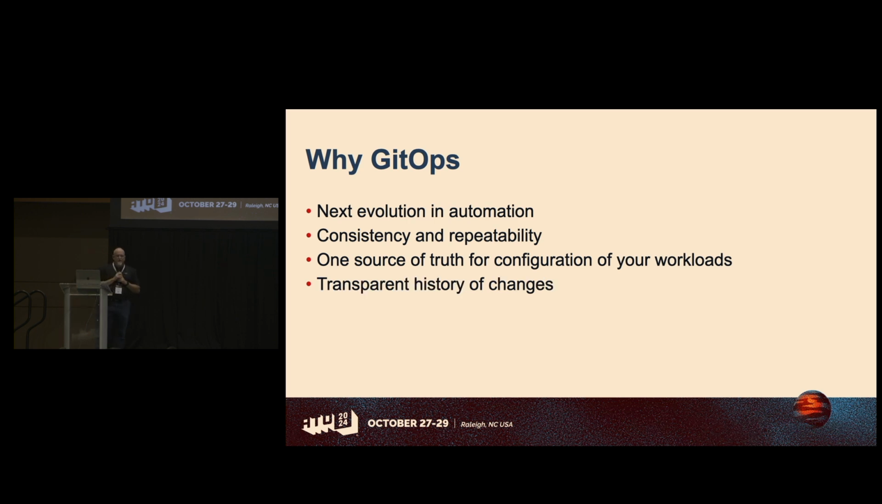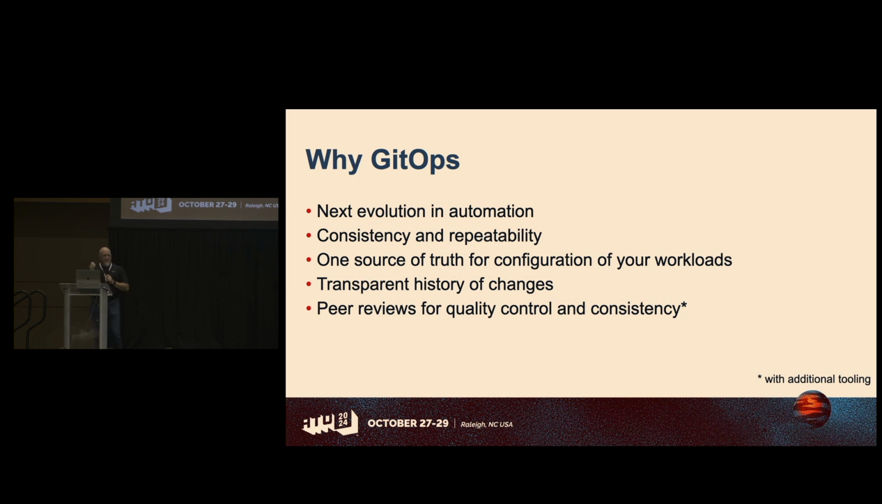It also gives us a very transparent history because of the way Git works, and we'll get into this a little bit later. Every commit that we push has somebody's name attached to it, and potentially approvals, depending on how you set things up. So you can actually walk back and see exactly what changed with your cluster's configuration by looking at the history of the Git repo.